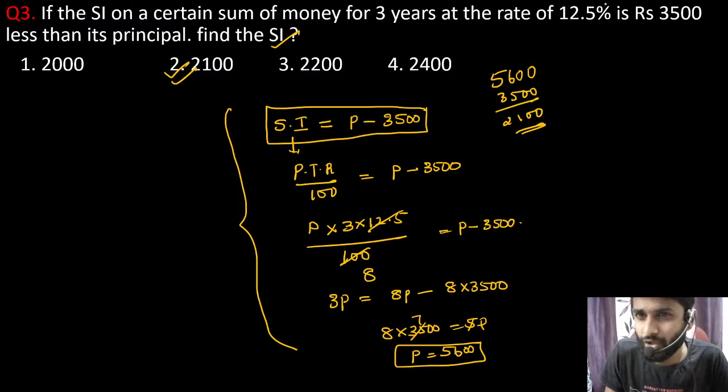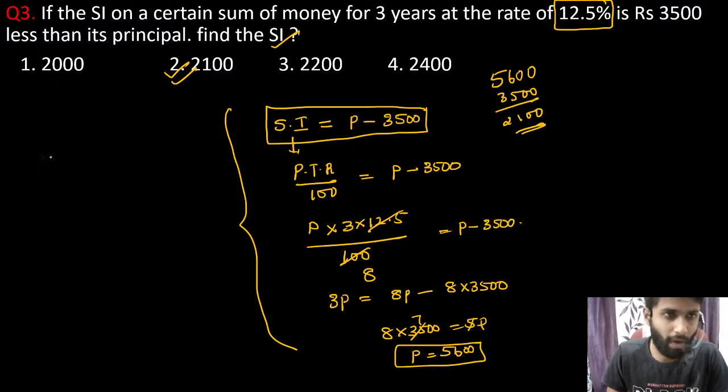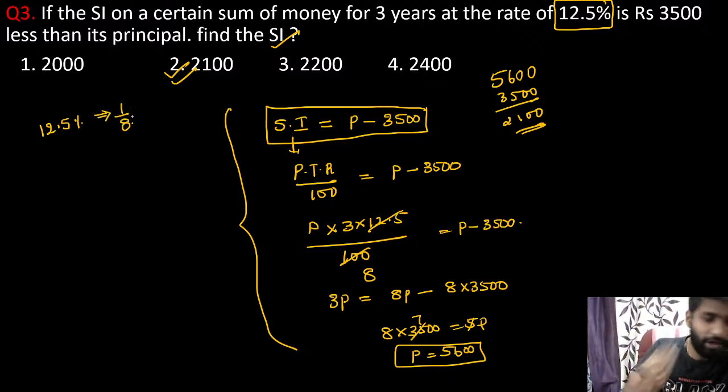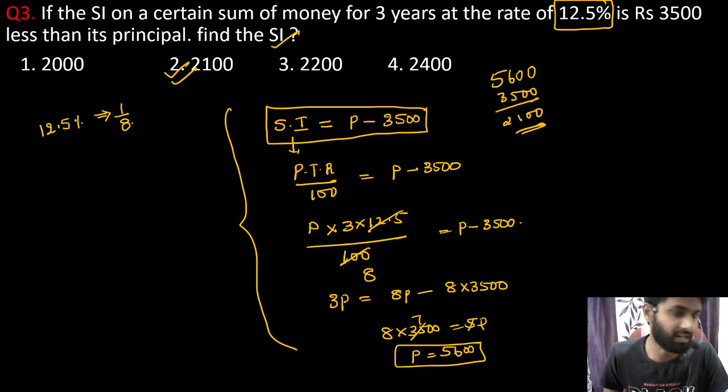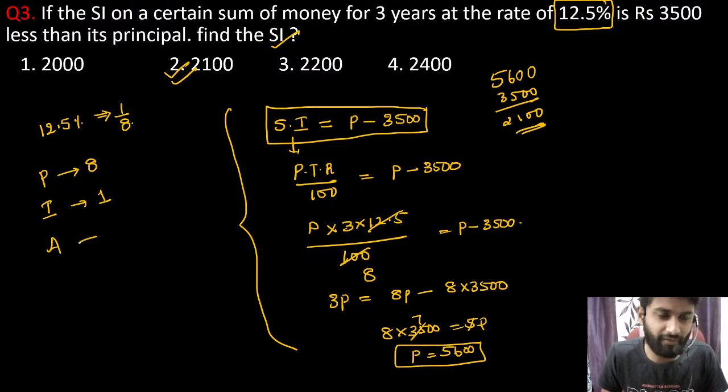Now, according to the fraction approach, the most important part is the rate of interest. I decided the rate of interest is 12.5 percentage, and 12.5 percentage becomes exactly 1 by 8. Those who are good at conversions, it takes only 10 seconds to solve this type of question. Now what I am saying, guys: principal 8 units, interest 1 unit. If you want the amount, it is 9 units.